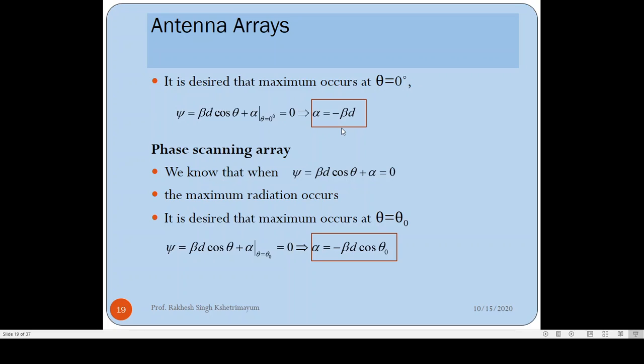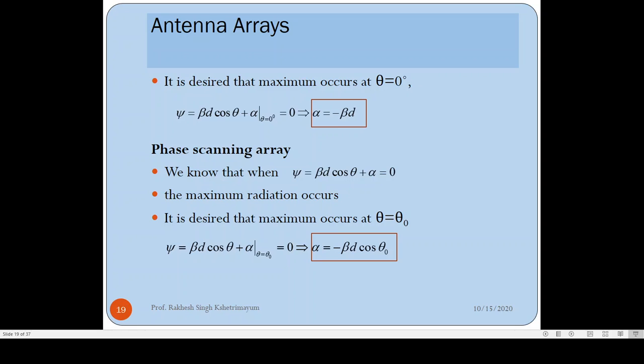So in that case, I will have an end-fire array. Maximum radiation will be along the end-fire direction. We can even have a phase scanning array. So I want to have a maximum radiation pattern of the antenna array at one particular angle theta 0. It could be any arbitrary value theta 0. It could be 0, pi by 2, any kind of arbitrary value.